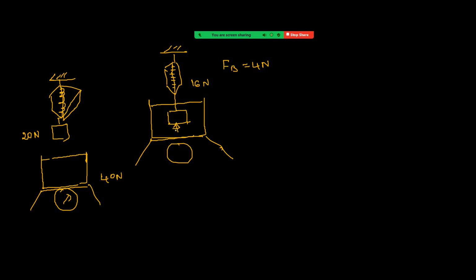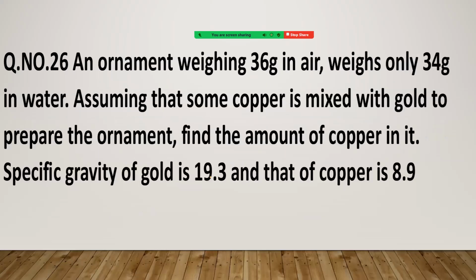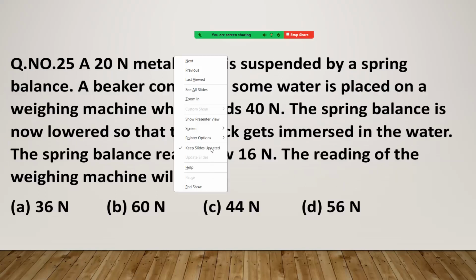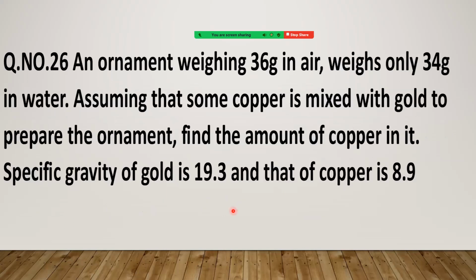The liquid exerts a force on the block upwards, then the block exerts a force on the liquid downwards. That means the reading of the weighing machine, which was initially 40, now becomes 44. See carefully the logic. The liquid exerts a force of 4 newton upwards on the block, then the block exerts a force of the same magnitude on the liquid downwards. That's why the reading of the weighing machine becomes 40 plus 4, it is 44. So it is a very simple and direct one. So the answer is option C, 44. Right. So the next one.